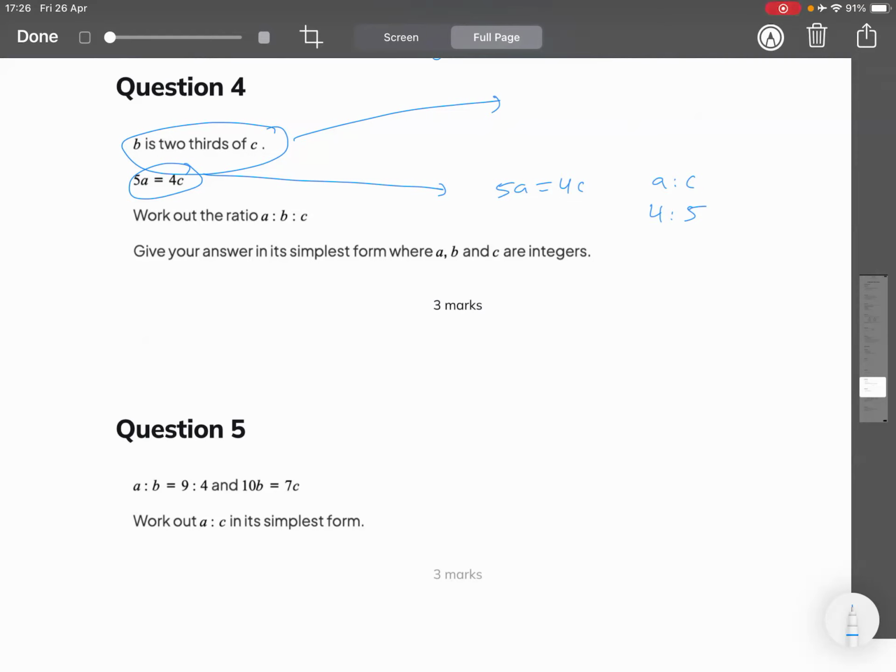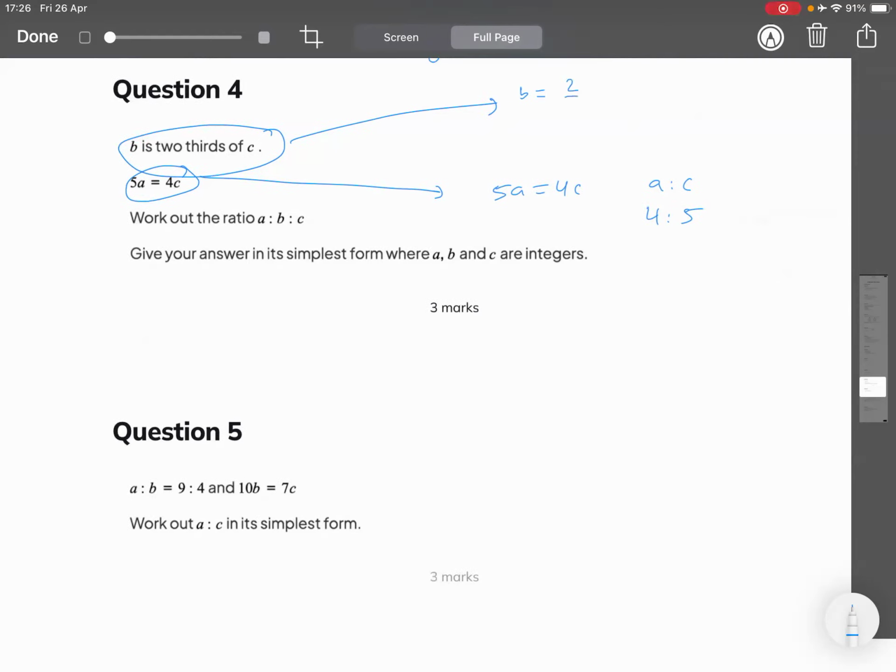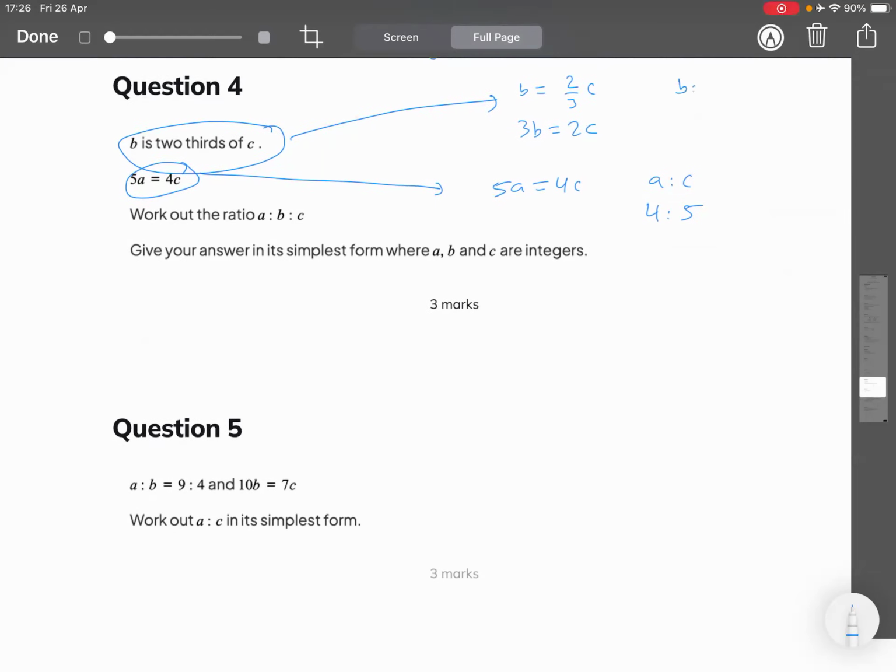And then B equals 2/3 C. What do I get if I cross multiply that? I want to cross over the 3. So I get 3B equals 2C. Is that 2? Oh, that's 3C, my bad. So then what's the ratio of B to C? It's 2B, 3C. 2 to 3. Let's say that.